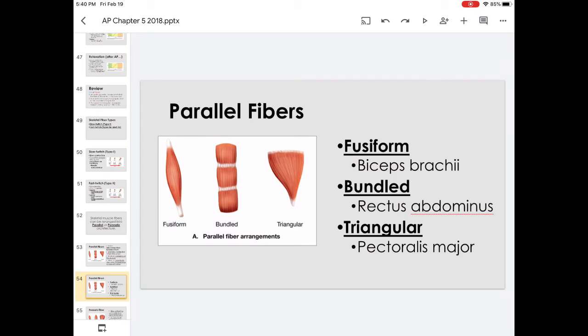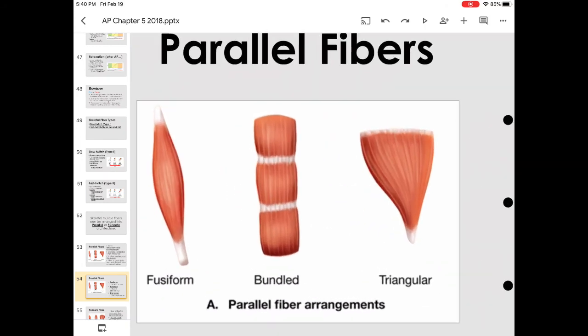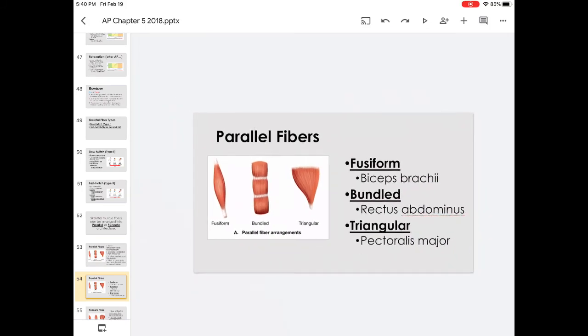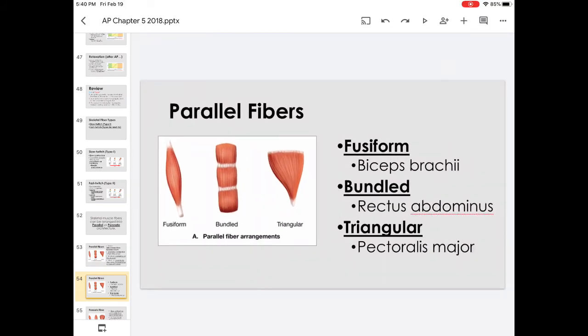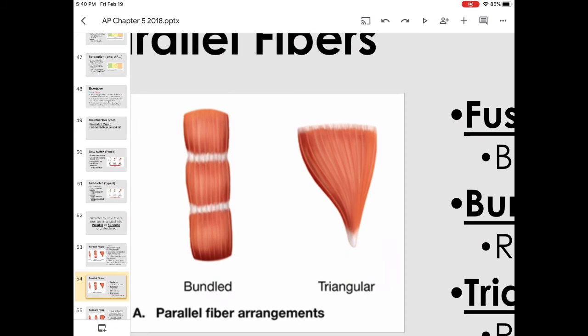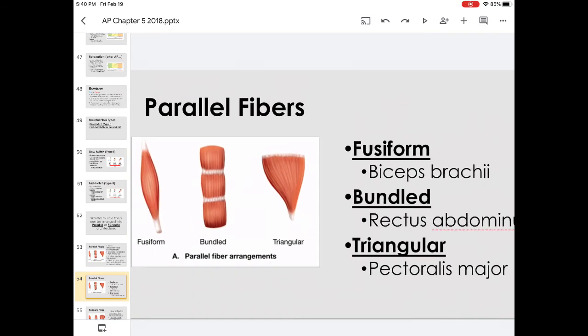There's a couple different types that go with parallel fibers. You have something called fusiform. An example of this would be your biceps brachii. Basically, this means you have a wide part in the middle, and then it slims down or closes down on both ends. So you can see that this is your fusiform. It's thicker in the middle and more narrow at the end.